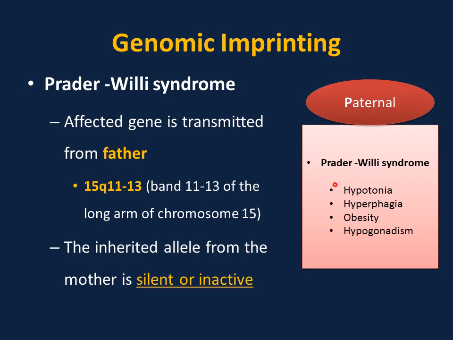Prader-Willi syndrome is well known for hypotonia after birth and failure to thrive initially. Then they start to have hyperphagia, obesity, small hands and feet, hypogonadism, and intellectual disability.